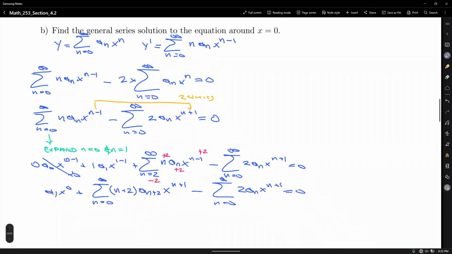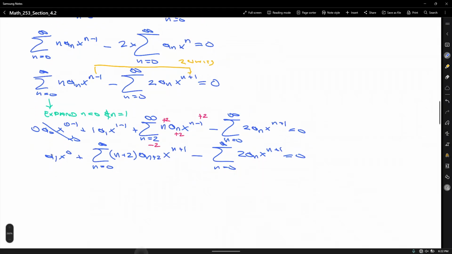So guys, at this point, can we combine the two series into a single one? We have the same starting index, the same power of x. A sub 1 x to the 0, isn't that just a sub 1, plus sigma n equals 0 to infinity of n plus 2 times a sub n plus 2, minus 2 a sub n, and then x to the n plus 1 outside, equal to 0.